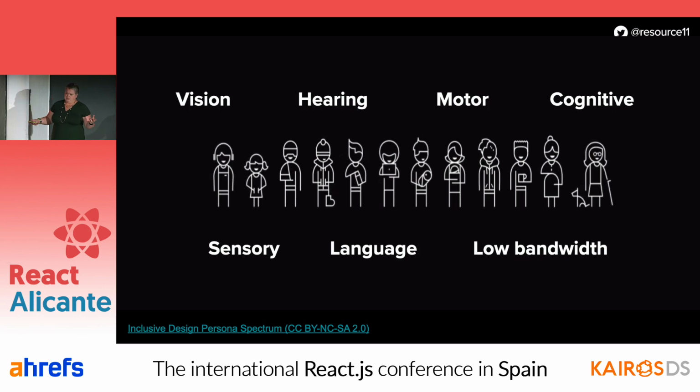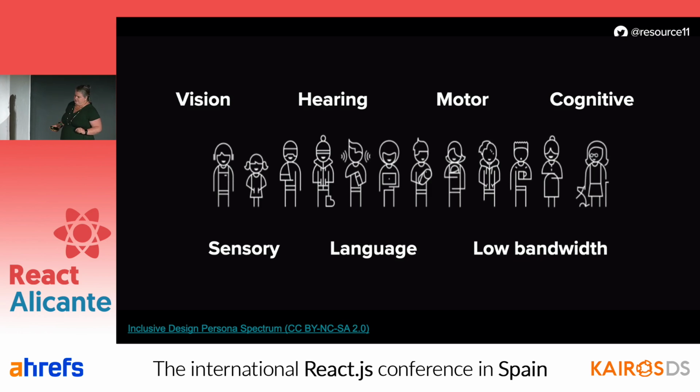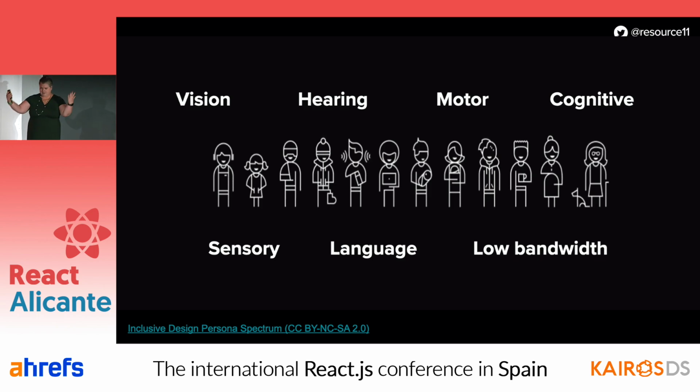Well, there are different types of disabilities in the world that are visible and invisible: vision, hearing, motor, cognitive, sensory, language, and low bandwidth. And y'all experienced yesterday what happens when you stick a stick in your bicicleta. You can't use a mouse for a while. So this is why accessibility can be important, because you are one accident away from having a disability.